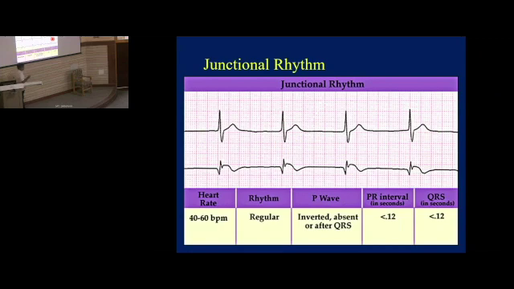And the rhythm is regular. You can see the rhythm is not irregular. And the P wave is inverted, absent, or after the QRS. Usually it is absent, or it is after the QRS and is inverted. And then the rest of the things. So this is called junctional rhythm. Again, junctional rhythm will be generated when? When the SA node fails to generate an impulse, there will be generation of AV nodal or junctional rhythm.